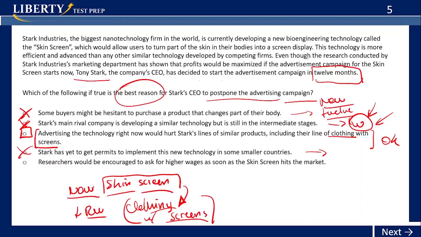And the last one, researchers would be encouraged to ask for higher wages as soon as the skin screen hits the market. Okay, but why wait 12 months, right? That's going to happen now or in 12 months anyway. So if the researchers want to ask for a higher pay, then you're just postponing the payment, but in reality it's going to happen either way, you see? So that's not the answer.